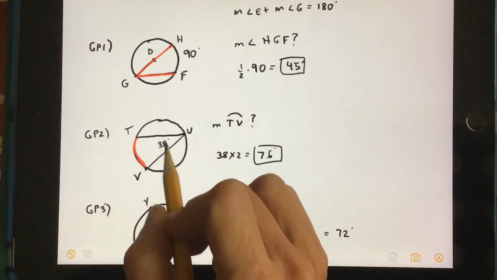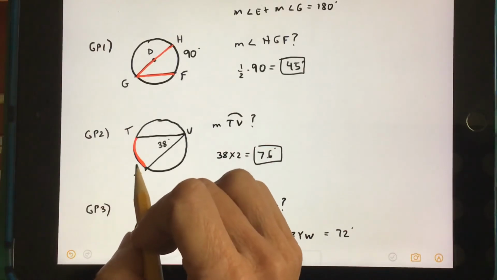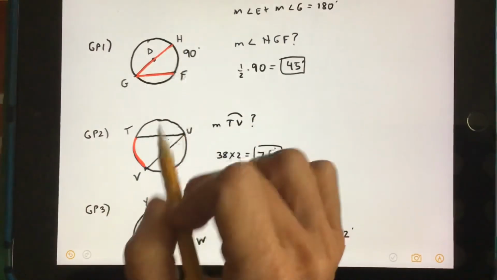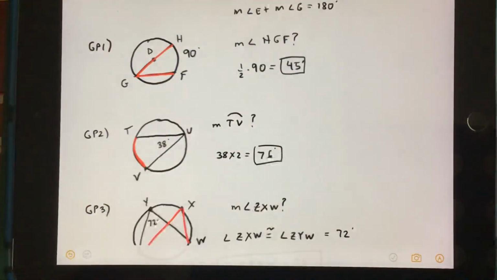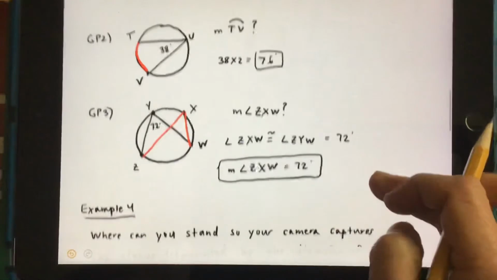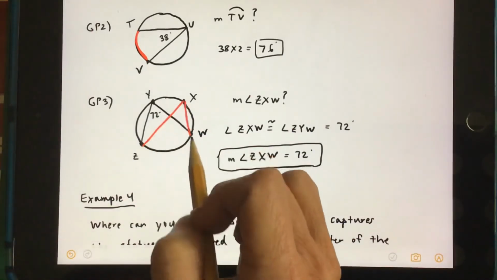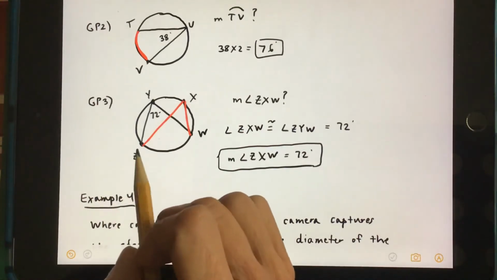So remember, our inscribed angles will be half as much as the arcs they intercept. So we have that in both of these guided practice problems 1 and 2. Guided practice 3. Now we're taking a look at an inscribed angle. I've drawn it in red to have it stand out for you. We want to know what is the measurement of angle ZXW.